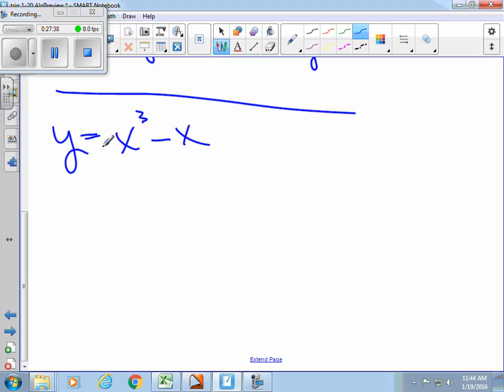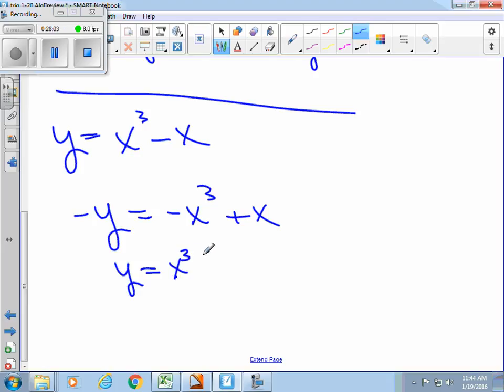But this one is odd. We check even, no, right? If I replace the x's with negatives, that is not the same as the original. If I replace the y's with negatives, that's not the same as the original. But what if I replace both? You get... At first glance, it doesn't look the same as the original, but what happens if I divide everything by -1? I get the original. So that one does have origin symmetry.